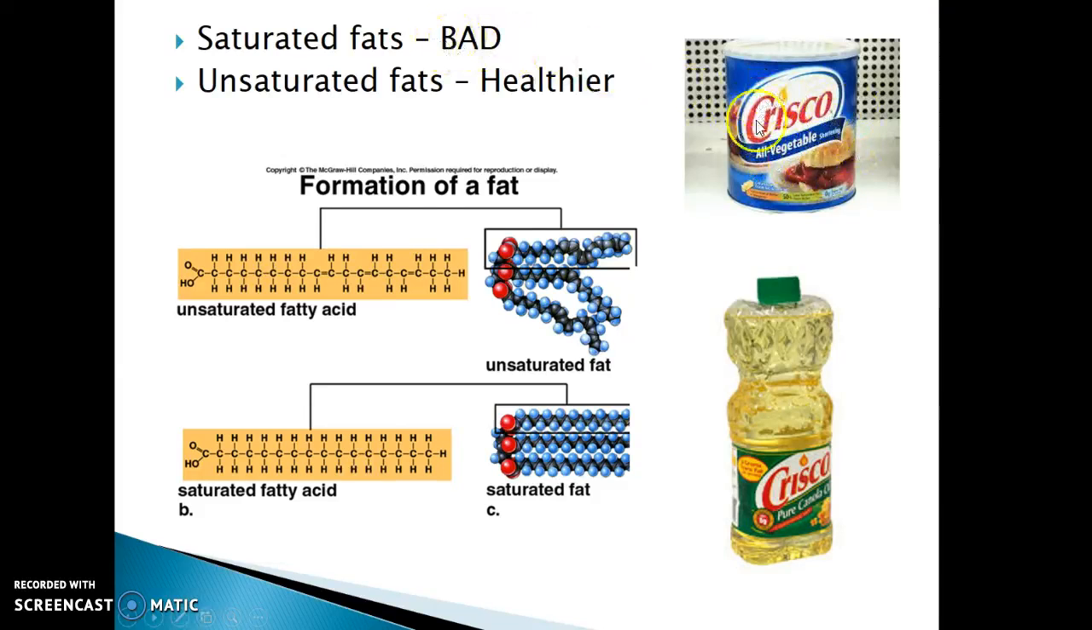This is our Crisco over here. This is our saturated fat molecule here. The unsaturated fats tend to be healthier. Here's our oil down here, but if you notice, it is liquid versus solid when we're at room temperature. Here's our molecular formula for the unsaturated. So the molecular formula is not much different. Unsaturated have some double bonds. Saturated are all single bonds.